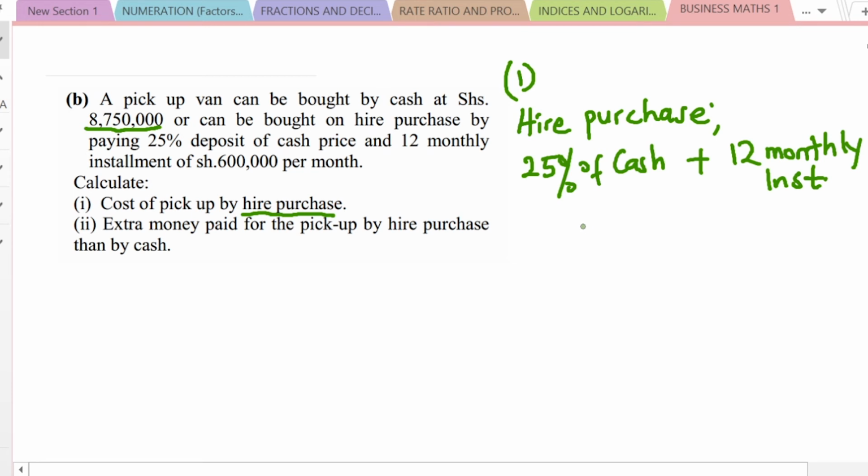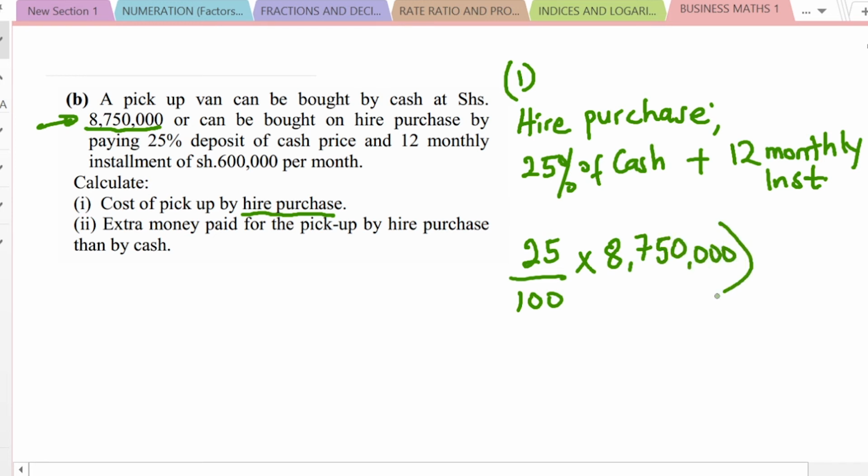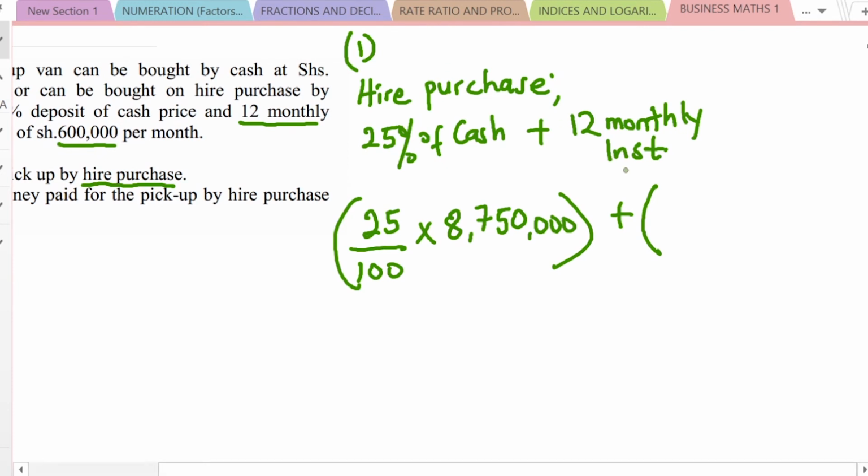So let's go ahead and look at what's 25% of the cash. So it's 25% multiplied by the cash price, which so happens to be this right there, 8,750,000, plus the 12 monthly installments. So after a deposit of 25% of the cash price, plus 12 monthly installments of 600,000 per month, that's going to be 600,000 multiplied by the 12 months. So from here, what do we have as our final answer?